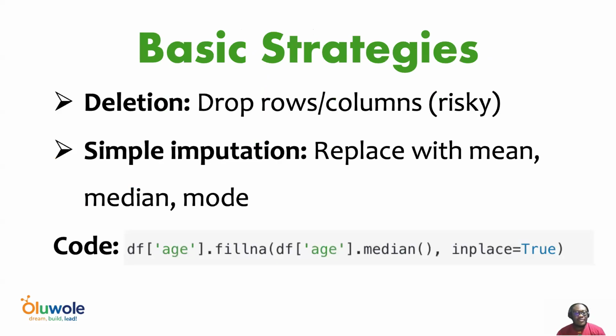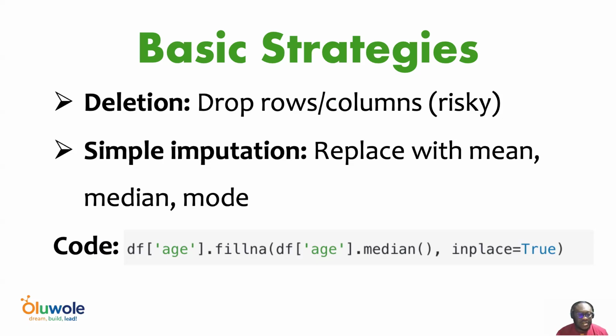Deletion. Number one, drop rows and columns. I say very risky. I don't do it anyway. I'm always very scared to drop any rows and columns. So what do I do? I do what you call simple imputation, where I can replace those missing values with the mean, median, or mode.